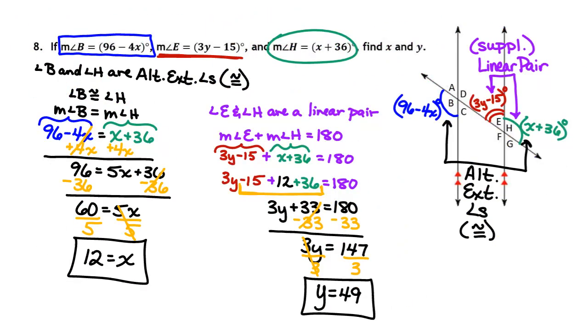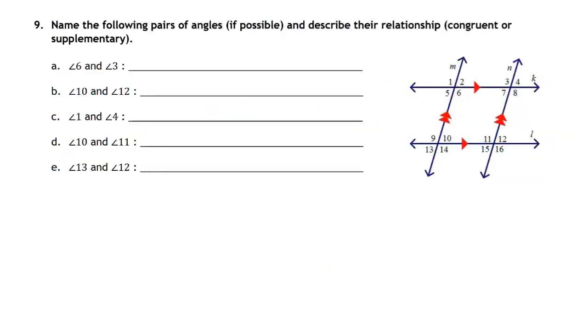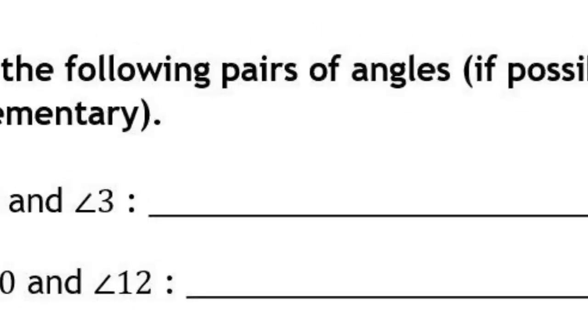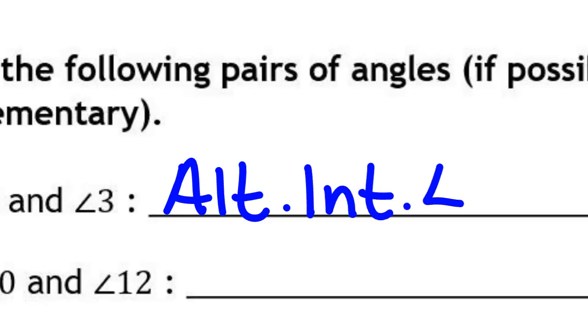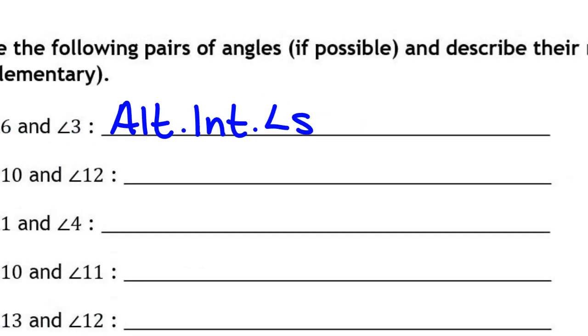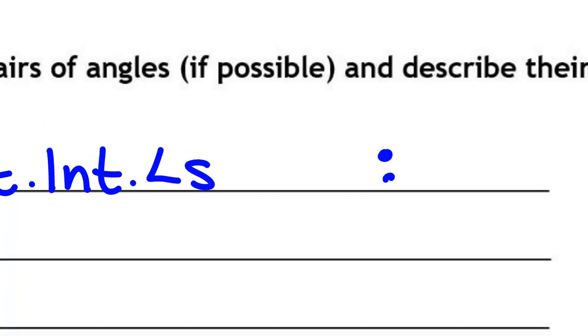All right. Help me name the angle pairs down below, just like we did on the warm-up. And we're going to give that relationship either supplementary or congruent, just like we did earlier. First one we're going to look at, angle 6 and angle 3. What do we call that relationship? It is alternate interior angles, yes. And alternate interior angles are congruent or supplementary? Congruent.